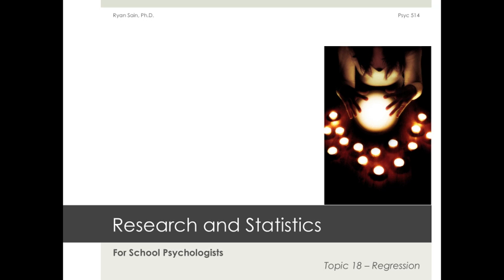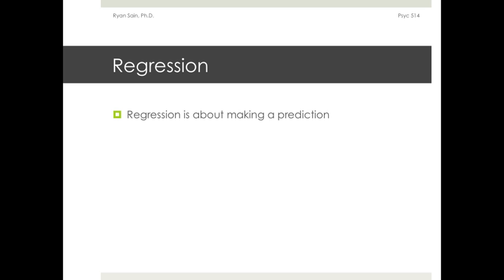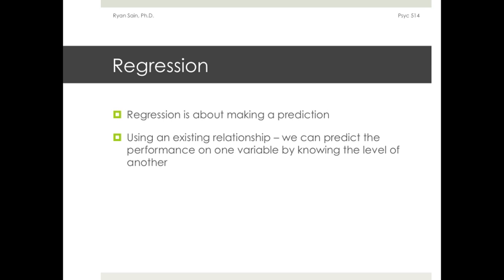So actually, I'm getting a little ahead of myself here. Regression is literally about making a prediction, right? We're going to use it in a relationship that we've observed, so that we can predict the performance on one variable by knowing the level of another. If we know how much goes into something, we may be able to predict how much is going to come out. If I invest X number of dollars, how much is going to come out of that? Well, you can use a regression to make that prediction.